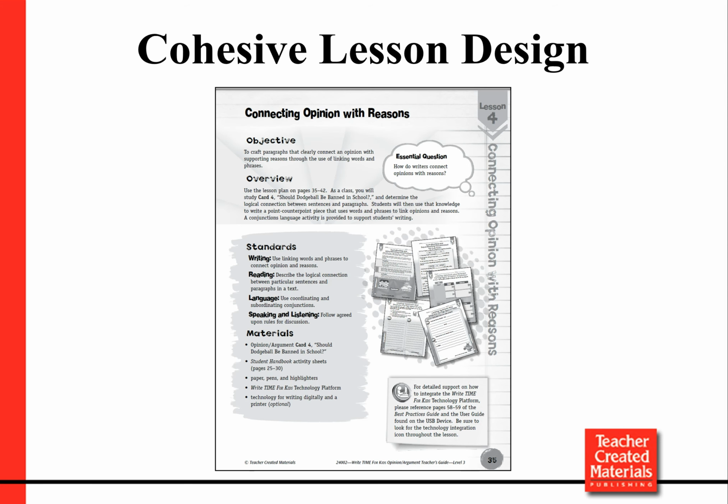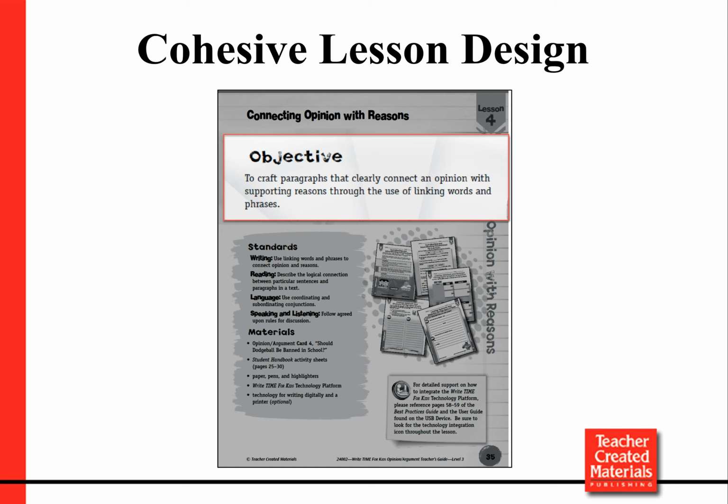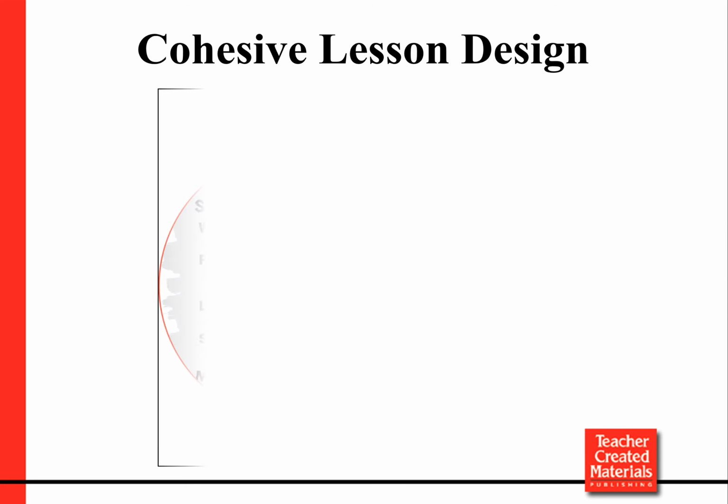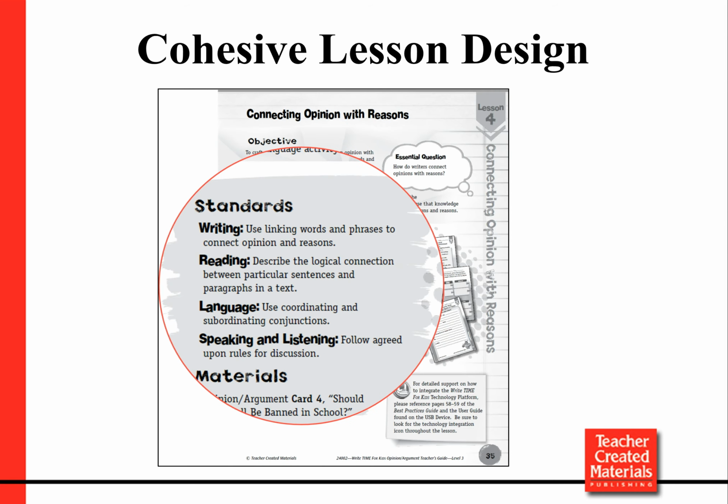Welcome back. Each lesson in the Right Time for Kids series creates a cohesive line from reading to language to writing, where students develop skills strategically and in layers. Let's look at how all of the parts of this example lesson fit together. This is a sample from Level 3, Lesson 4, the Opinion and Argument series. In this lesson, the lesson objective is to have students create paragraphs that link opinions and reasons together. Notice how the standards for writing and reading in language all focus on creating connections between ideas in writing.